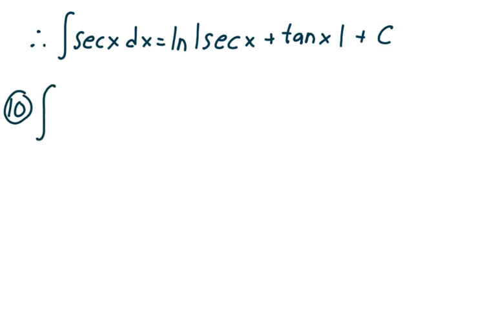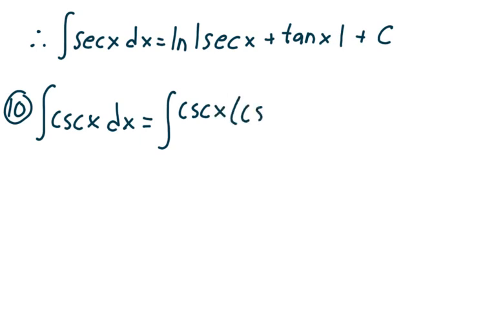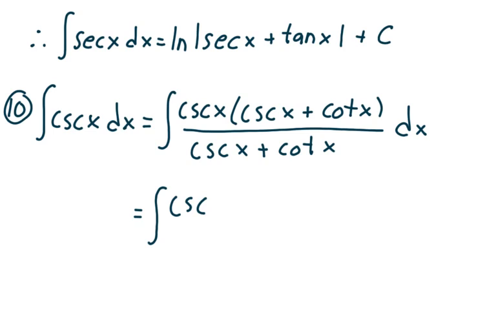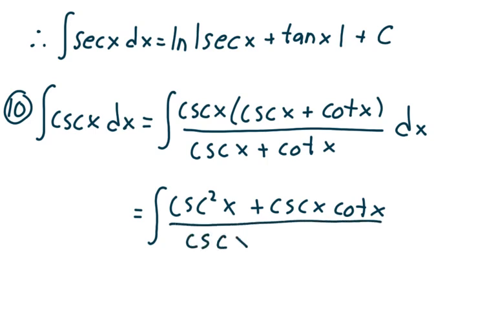Number 10. Suppose I have the integral of cosecant x dx. So I'm going to do something very similar. I'm going to multiply the numerator and denominator by cosecant x plus cotangent x. So this is what I have. Nothing illegal because I multiplied numerator and denominator by 1. So this is the integral of cosecant squared x plus cosecant x cotangent x divided by cosecant x plus cotangent x dx.